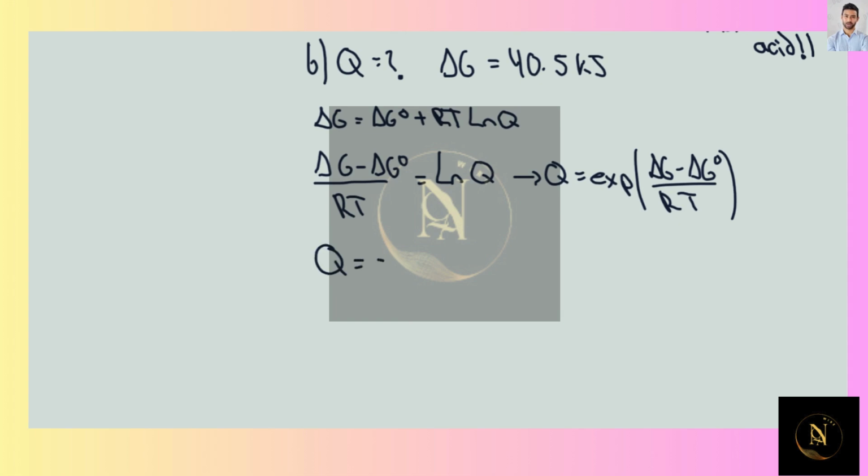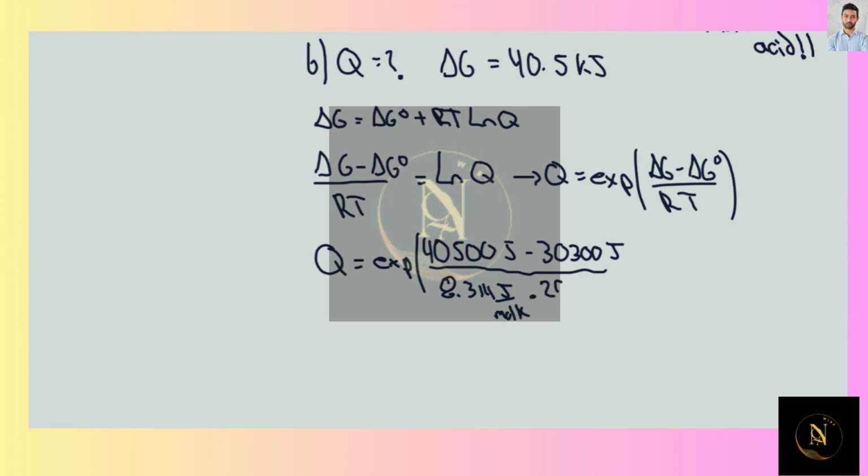Replacing the values, Q is equal to the exponential of delta G, 40.5 kilojoules, which is 40,500 joules, minus delta G naught, which is 30,300 joules, divided by 8.314 joule per mole Kelvin, times the temperature of 298 Kelvin. The temperature is kept constant, so that we are still under standard conditions, and the value for Q is equal to 61.37, or 61.3708 if you want to use more significant digits.